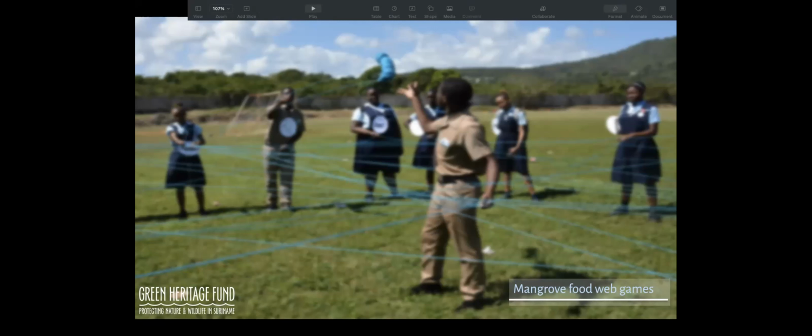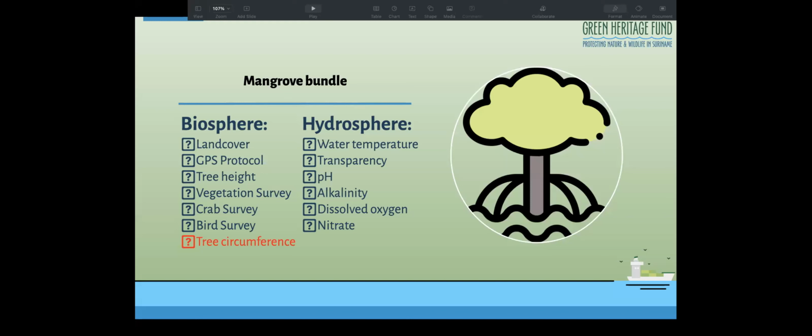So that was it for my mangrove protocol presentation. I must say that within this protocol, we also use water quality measurements. These are the measurements that we take. We also test the water quality alongside the mangrove areas that we study, so we can see the changes with time as well. And as for the biosphere protocols, we use tree height, we use the GBS protocol, but we also would like the Globe to adapt the vegetation, the crab, and the bird survey as well.